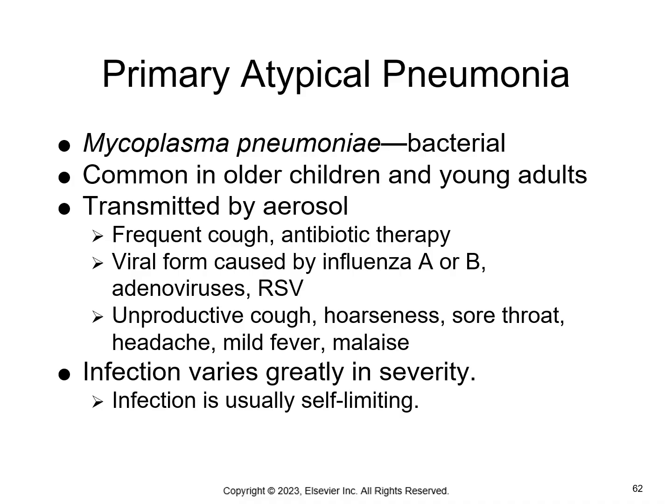The onset of primary atypical pneumonia is often vague with a non-productive cough, hoarseness, sore throat, headache, mild fever, and malaise. The infection is usually self-limiting. Then chlamydia pneumonia, which is caused by the organism chlamydia, and it's also considered to be a type of PAP, and pharyngitis. Infection is mild, so sometimes it's not diagnosed.